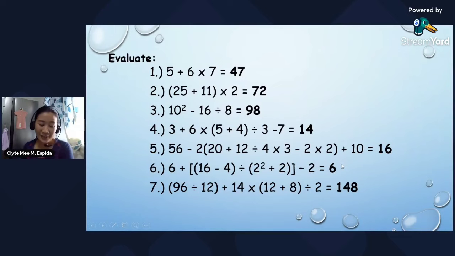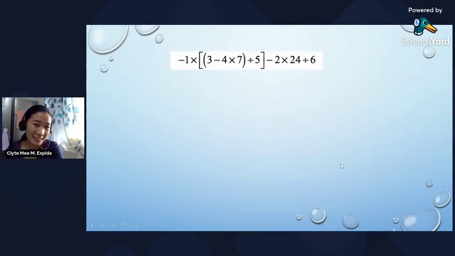Okay. So let's proceed with this example. Negative 1 times 3 minus 4 times 7 divide 5 minus 2 times 24 divide 6. So I'll be giving you time to answer, and then I'm going to show you the solution.